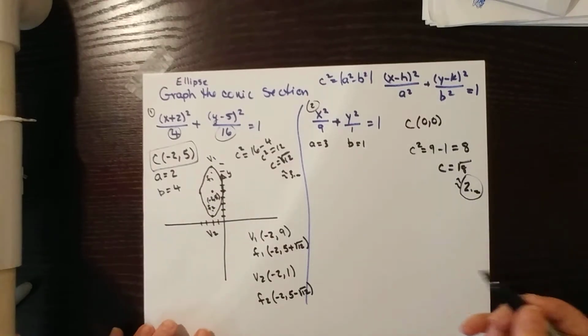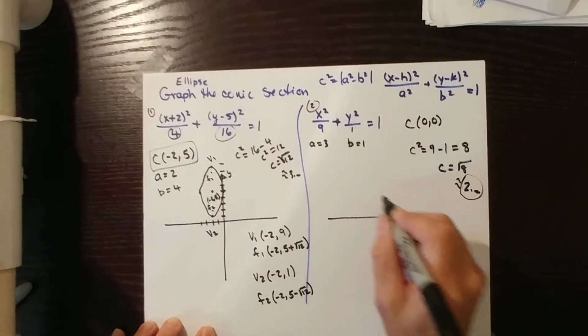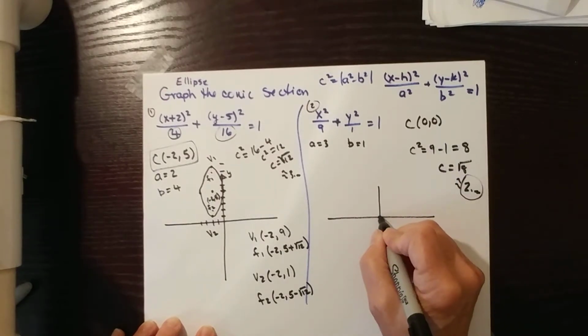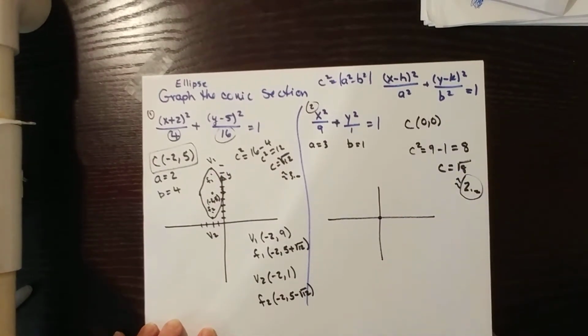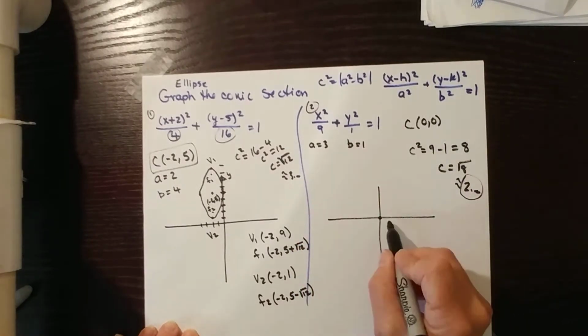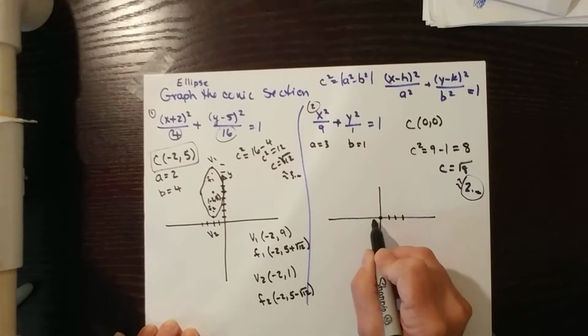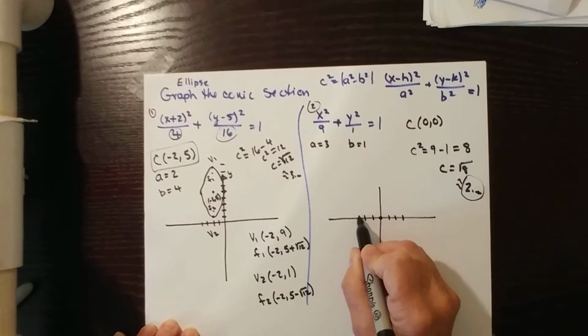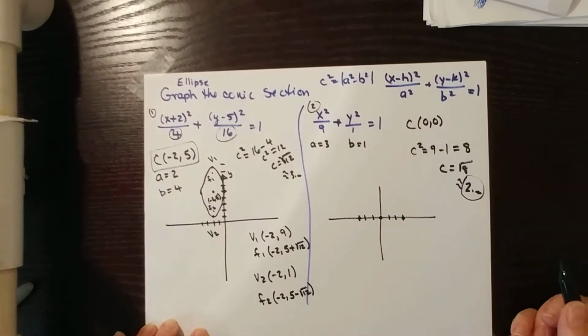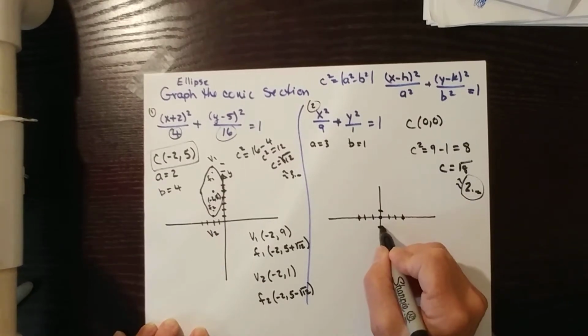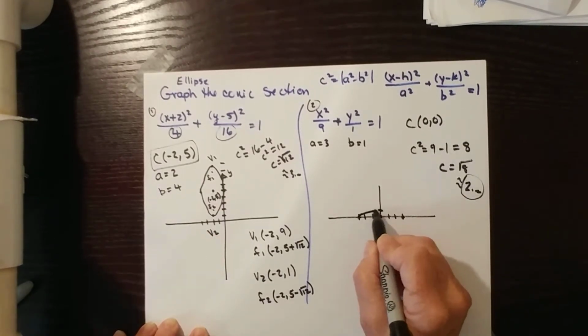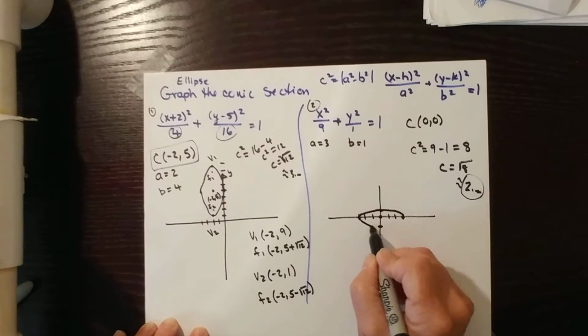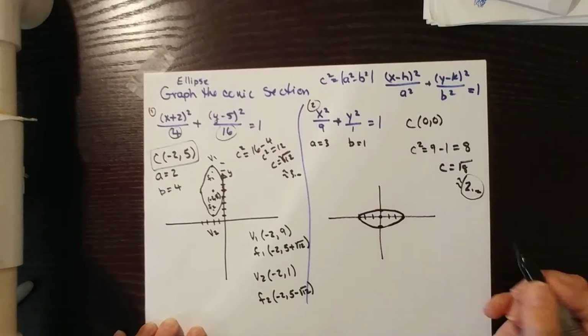So I'm going to begin to graph this, and everything is based off of the center. This time the center is at the origin, okay? So we're going to go left and right 3. 1, 2, 3, because that's the value of A. 1, 2, 3. These are important points on our ellipse. We're going to go up and down 1. So this is basically our little sketch of our ellipse. That's what it's going to look like.